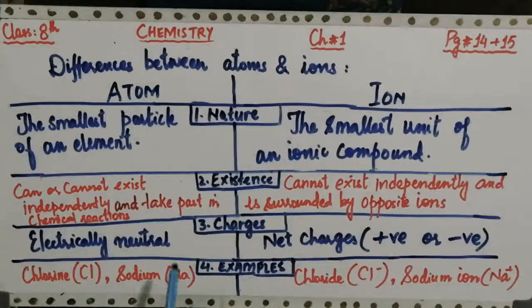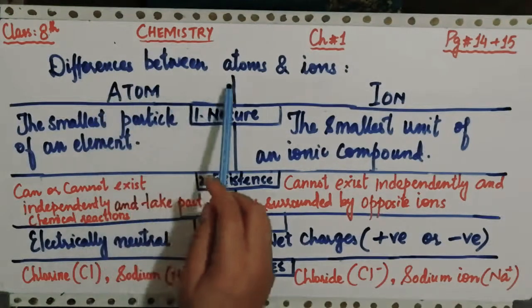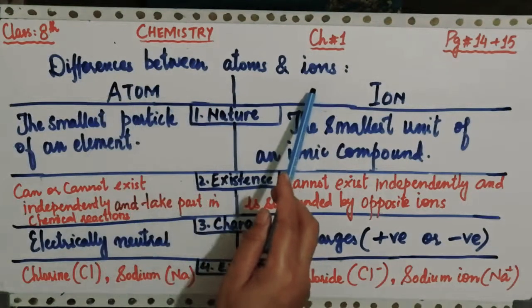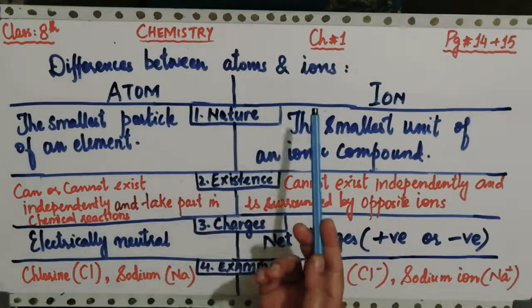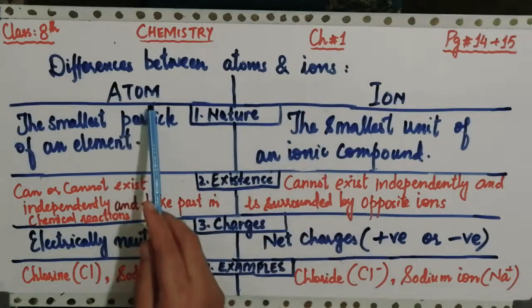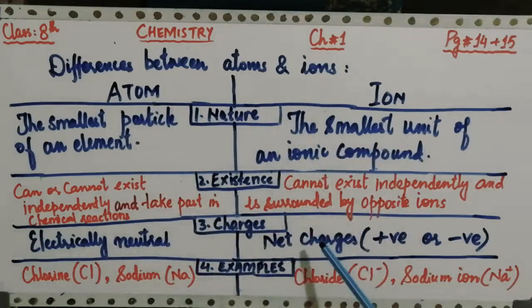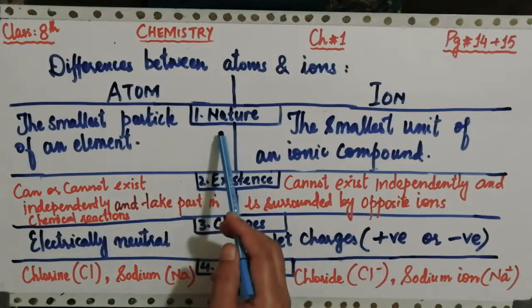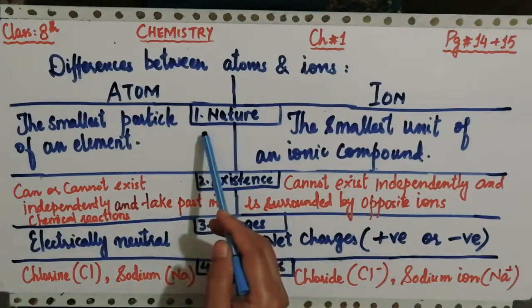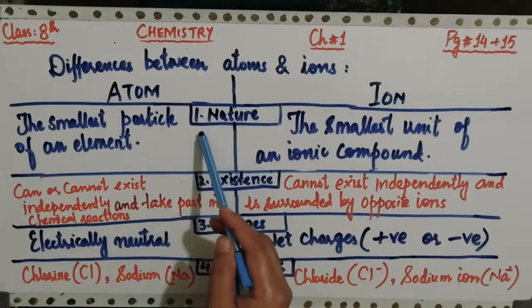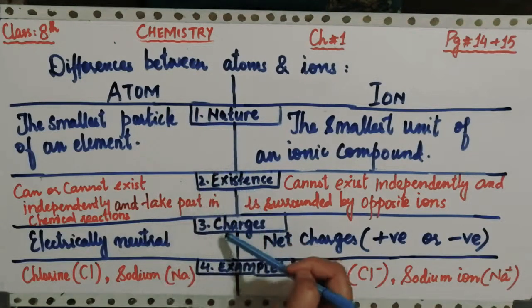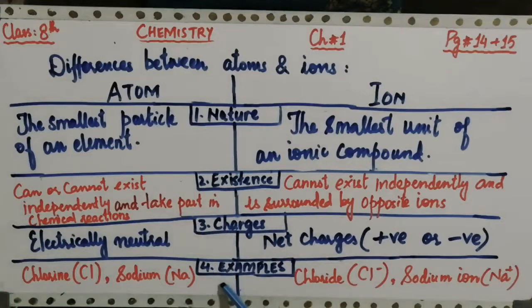So the next topic is differences between atoms and ions, because there are a lot of differences between these two species, or these two substances, you can say. So first atom, and then we'll write the ions in the form of this column. We will make a column for differences. Under main differences you have to write down the nature, existence, charges, and number 4 will be examples.